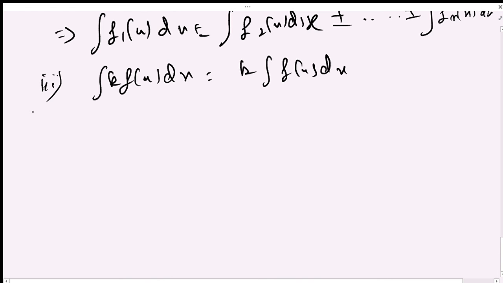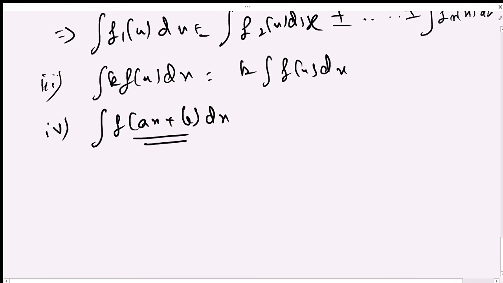Now comes a very important property which is applied to all the elementary functions. That is, if the variable in the function is of the form ax plus b, here also we do substitution to get the formula directly. When we studied the elementary functions concept, we already know what the integration of f(x) dx will be if f(x) is one of the elementary functions.